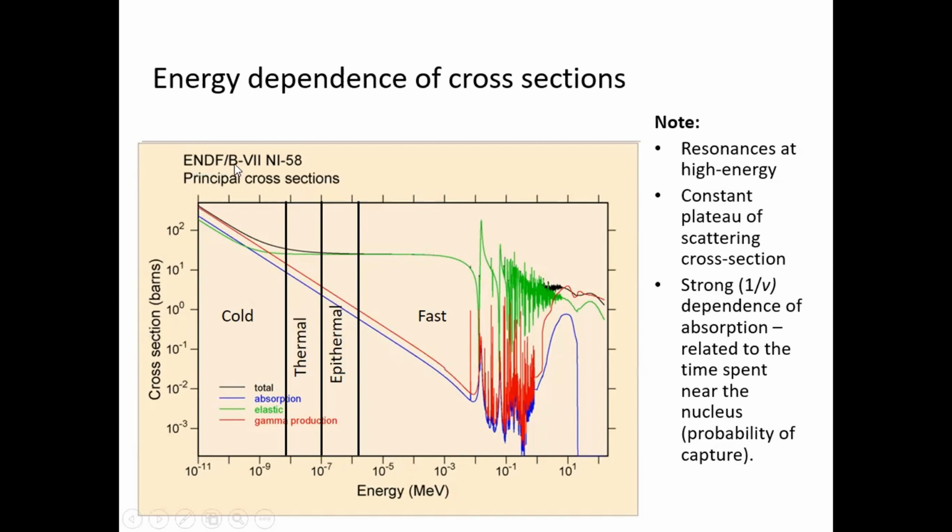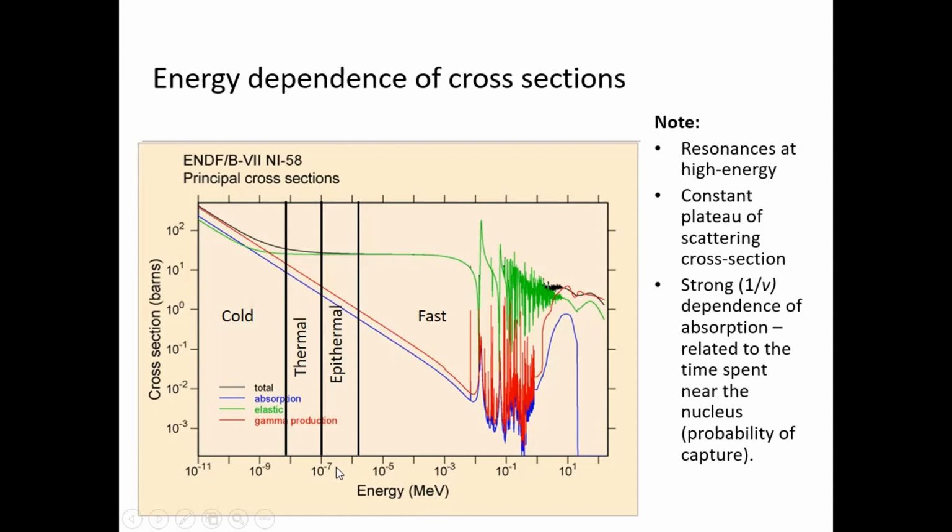Let me briefly tell you that this is an evaluated nuclear data file, which has been produced with worldwide help, and all cross sections are reported there. The experimental cross sections are placed, and then a fitted curve is produced. The cross sections are in terms of barns, on a logarithmic scale. On the x-axis, the energy is also shown on a logarithmic scale, in MeV.